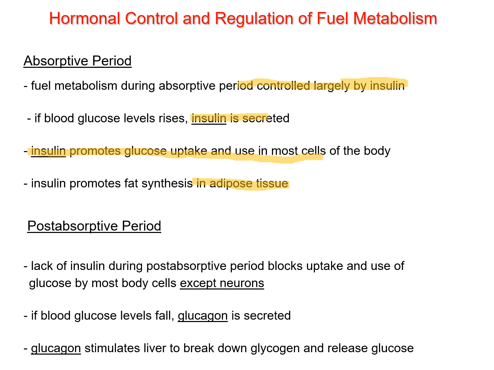When blood glucose levels fall as a result of the uptake of glucose into cells throughout the body, which was triggered by insulin, the insulin drops off. If they fall low enough, then another hormone is secreted by the pancreas, called glucagon. What glucagon does is stimulate the mobilization of glucose from glycogen stores in the liver.